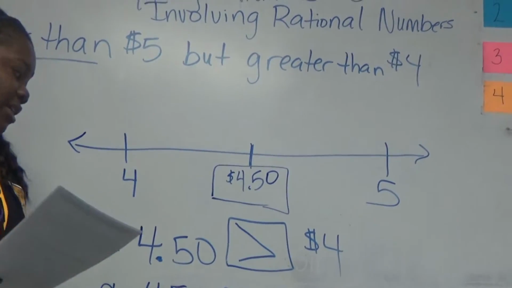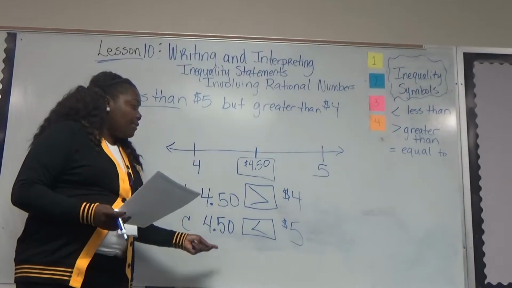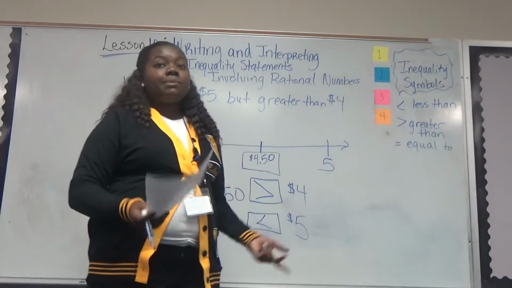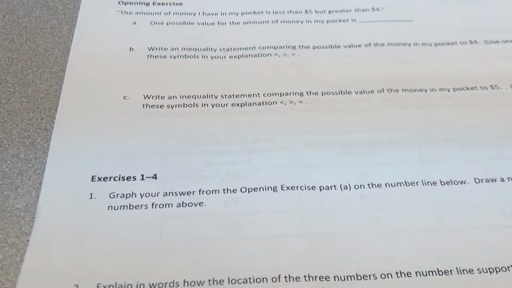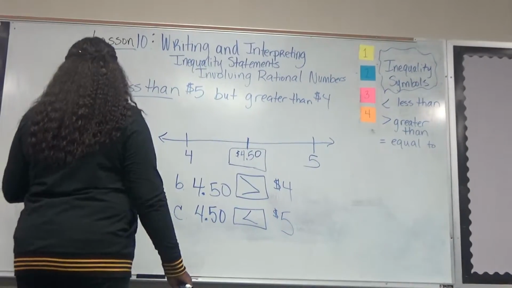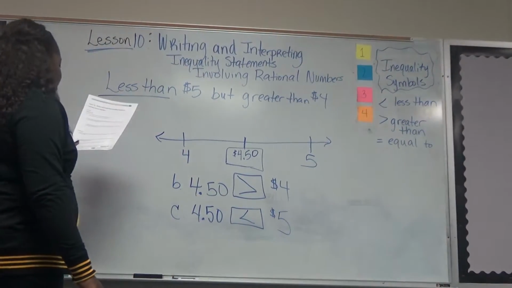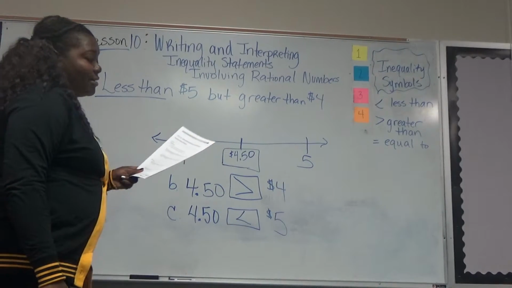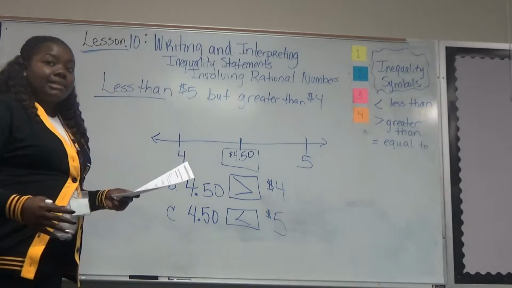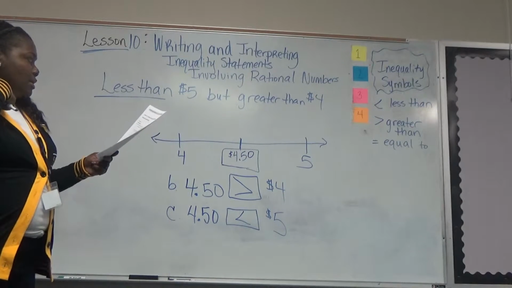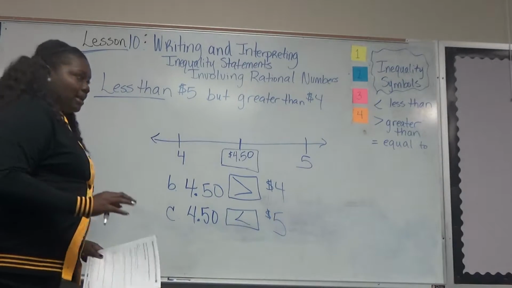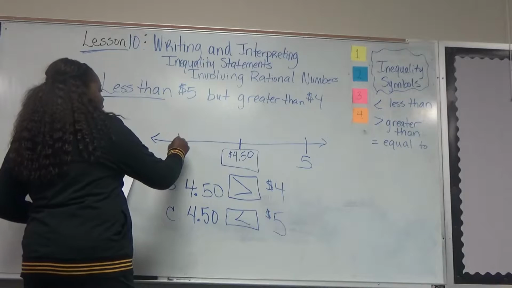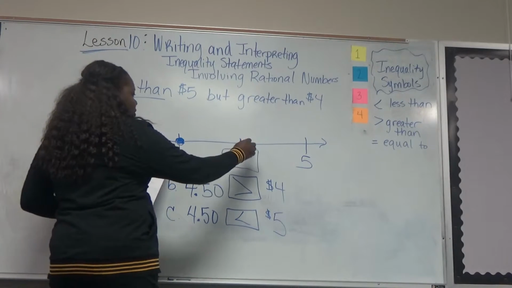This is what we call an inequality statement when we compare two numbers, and then you'll see that you can compare multiple numbers at one time, okay? So let's look at exercises 1 through 4. Exercises 1 through 4 tell us to graph your answers from the opening exercise on the number line below. So you're going to have to draw a number line and actually put the numbers from the opening exercise on it. I already kind of did that, right? Because I started off with 4, then I plotted what?